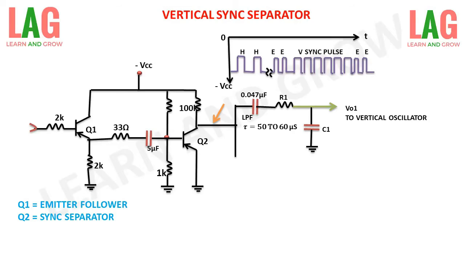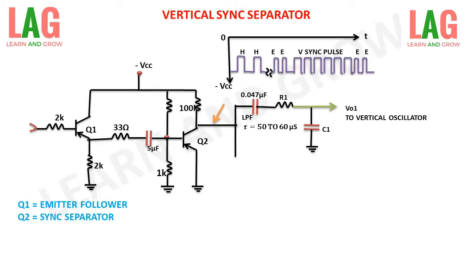The synchronizing pulses consist of the horizontal synchronizing pulse, equalizing pulse, vertical synchronizing pulse, and again equalizing pulses, which is shown in the waveform of this circuit. It has two equalizing pulses, one is a pre-equalizing pulse and another one is a post-equalizing pulse, which is applied as an input to your low pass filter.